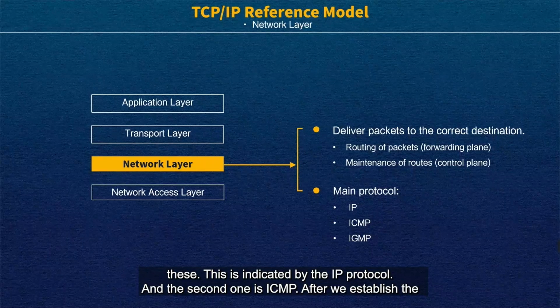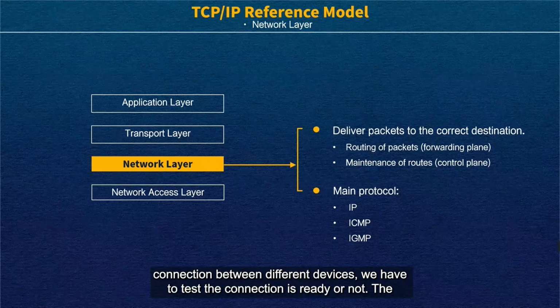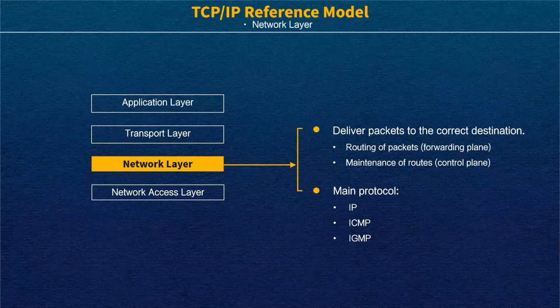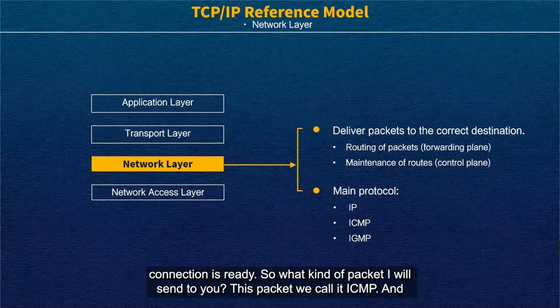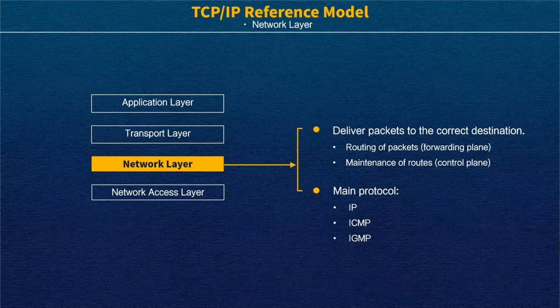And the second one is ICMP. After we establish the connection between different devices, we have to test whether the connection is ready or not. The process is that I send a message to you, and if within the time you give me a reply, we think the connection is ready. So the packet I send to you is called ICMP.